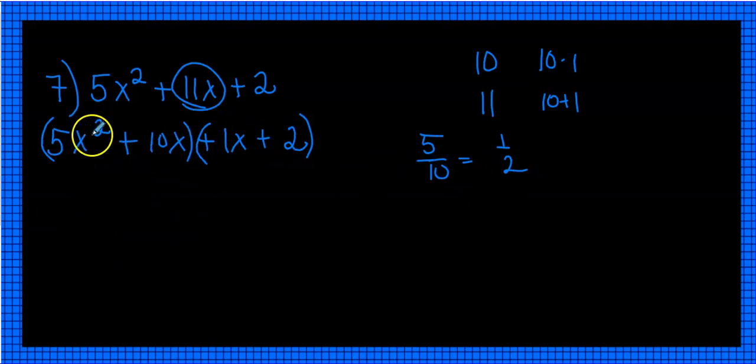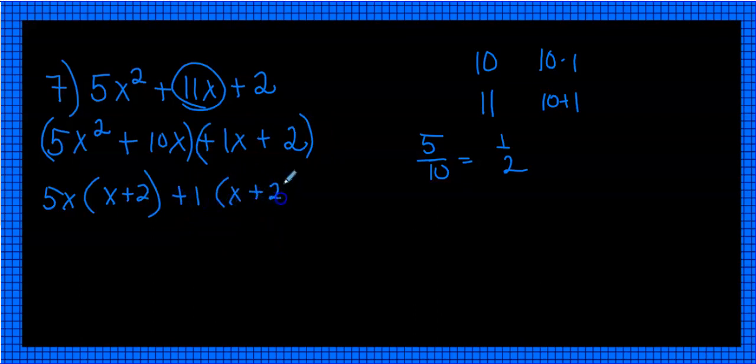Okay, so what I would do after I group them into two binomials is I'm going to take the greatest common factor from each binomial. The greatest common factor here is going to be 5x. And when I take out that greatest common factor, I'm left with x plus 2. The greatest common factor could just be 1, and it is in this case. So I'm going to take out a 1 and I'm left with x plus 2.